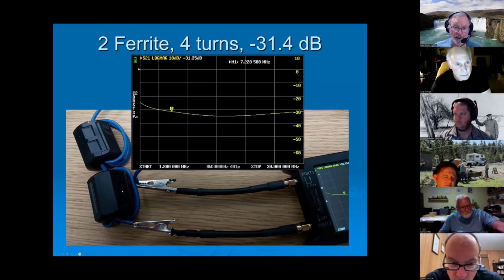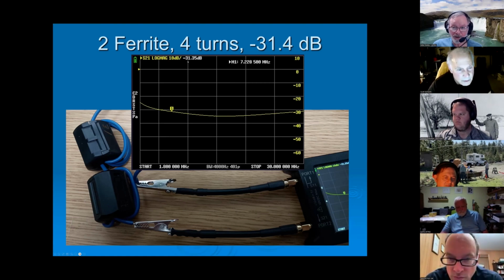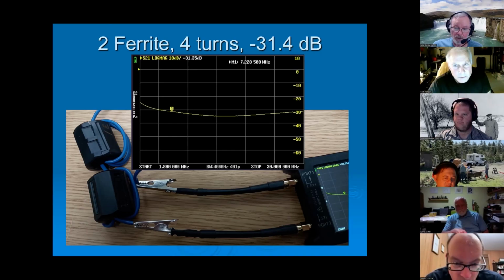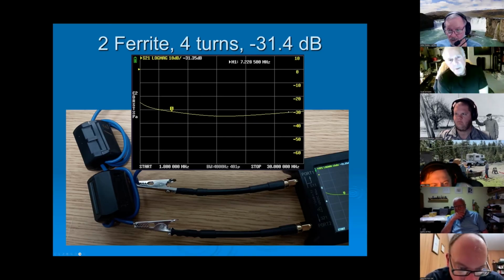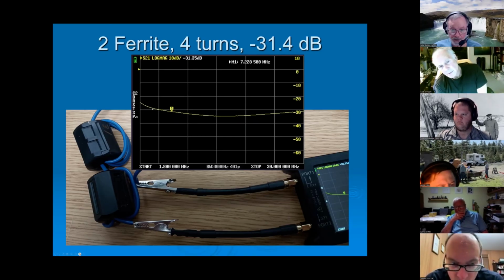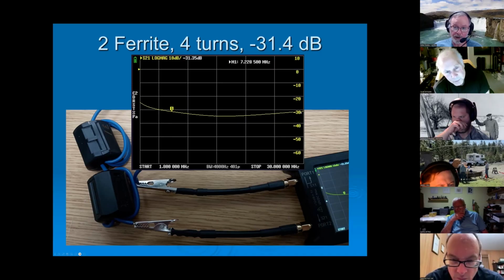Here I'm taking two ferrites, each one with 4 turns going through it, and two of these in series. And here we're getting all the way up into minus 30, 31 dB worth of loss. And you notice that with that second one, the slope here has really changed on how things look. It's a different kind of slope when you add the second one in there.